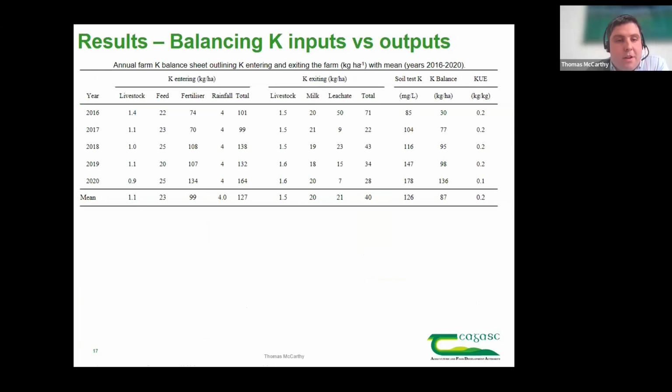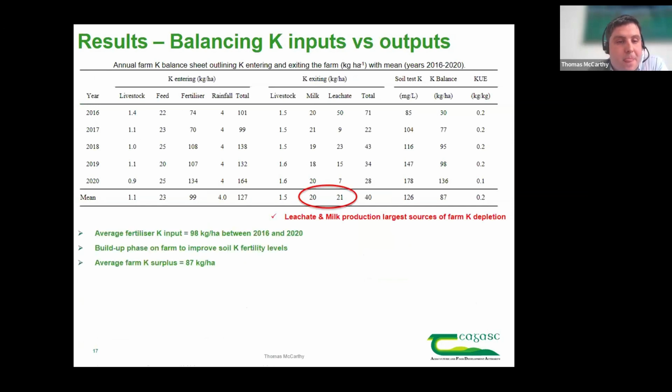So some results coming out of that. I just honed in on the data from 2016 to 2020, as the farm was in a build-up phase for improving our potassium levels on the farm. And we can see that milk production and the K leaching to groundwater were the most significant sources of farm K depletion at this time period. Over this period, we had an average fertilizer K input of 98 kilograms of K per hectare.